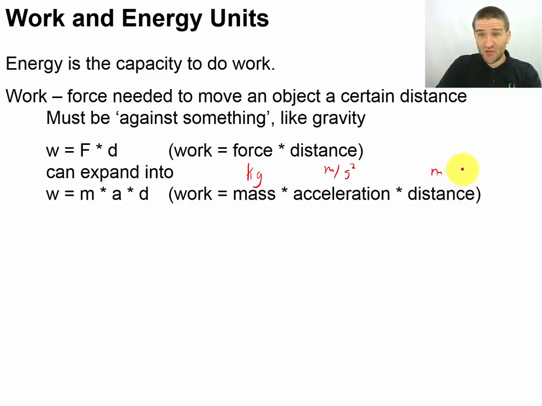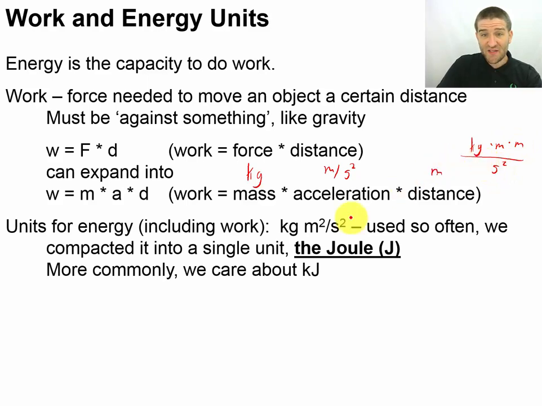So if we were to compact all those together to create a single unit, we're going to have kilograms on top. We're going to have meters times meters on the top. And we're going to have seconds squared on the bottom. That's going to be the format that we're going to see whenever we're talking about work. So you can see that we're going to compact it even further. We'll have kilograms times meters squared divided by seconds squared. And that's exactly the form that we're going to use.